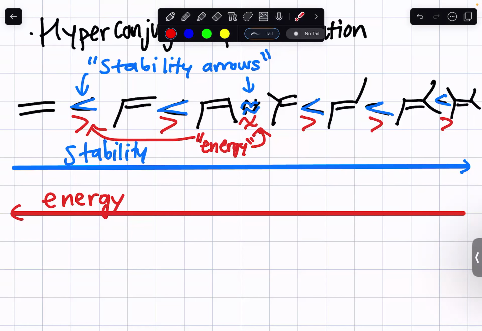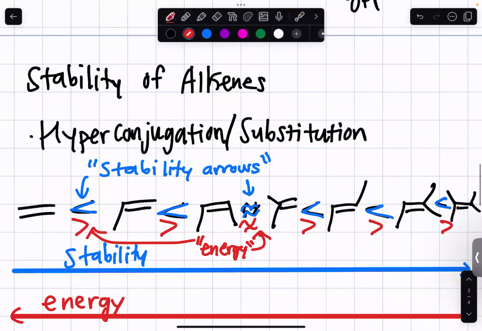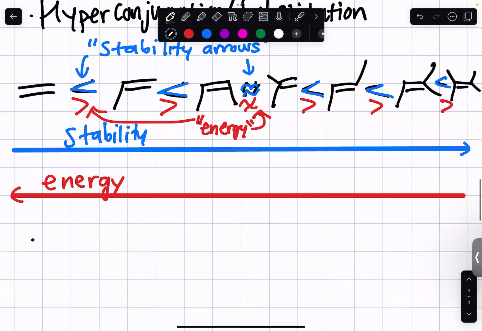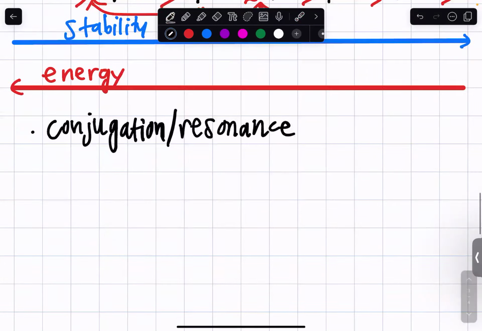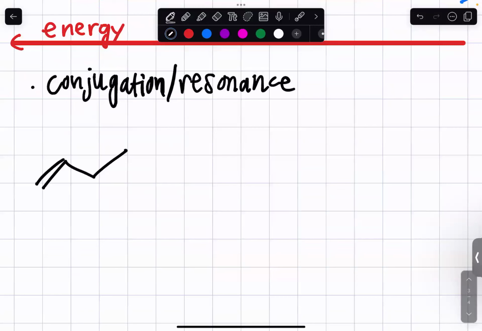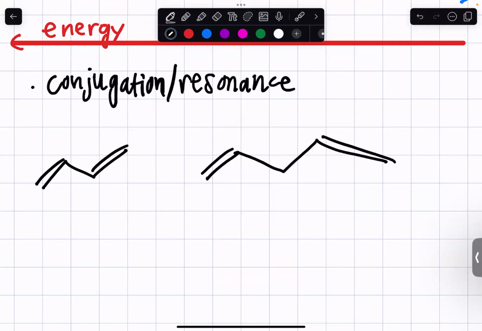Let's talk about also that's one of the things. The other thing is conjugation or resonance, right? So which one of these systems do you think is gonna be more stable? Which one can do more resonance?